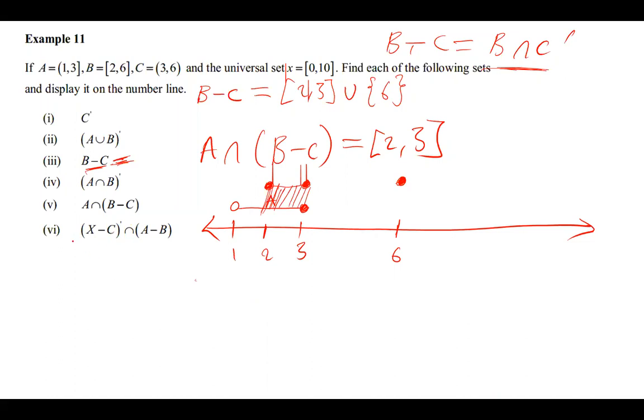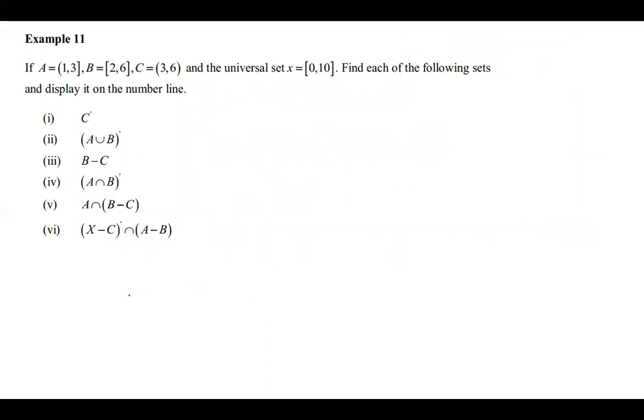Okay, so let us proceed. This one is X minus C complement and then intersection A minus B. So X minus C complement, we can first start by finding X minus C. We know that X minus C is simply just X intersection C complement.